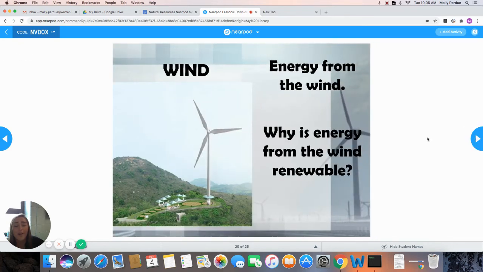Okay, we also have wind as a form of renewable energy. This is just energy we get from the wind, right? Here we have a big windmill that is collecting all of that energy. Why is energy from the wind renewable?